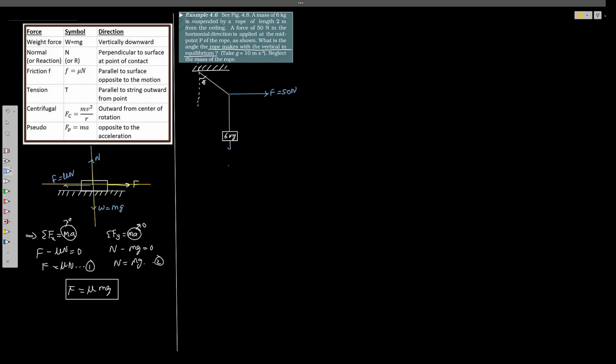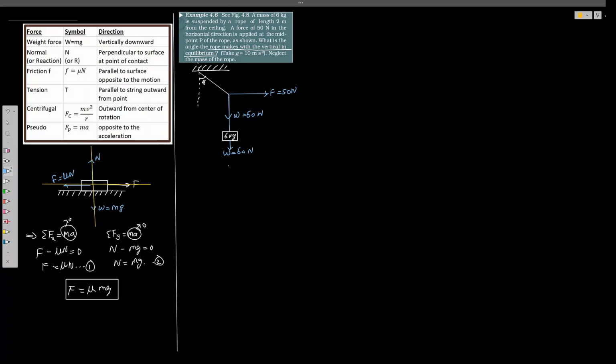That means this weight force 6G, or we can say 60 Newton, will be transferred to the thread. So 60 Newton is in vertically downward direction. Next force, normal force. The object is not in contact, so normal force will not apply. Next, friction force. Again, there is no surface, so who will apply friction? Got it? Then tension force.